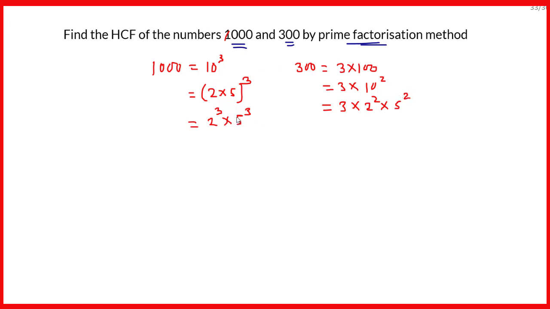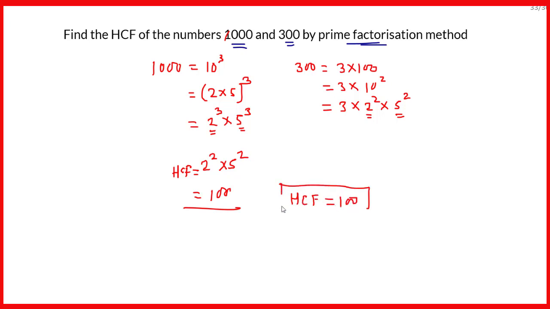And we have got the prime factors of 1000 and the prime factors of 300, and now we have to find the HCF. So in the prime factors we see that here it is 2 square and here also it is 2 square. So 2 square is a common factor, and here 5 cube, and this is 5 square. So 5 square will be the common factor, and therefore HCF is equal to 2 square multiplied by 5 square, which will be equal to 100. And so the required HCF is equal to 100.